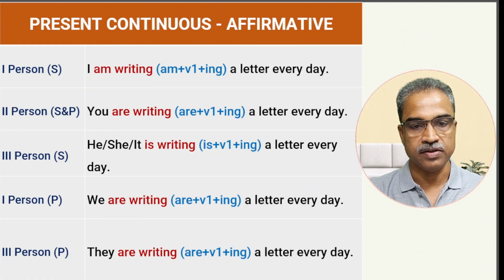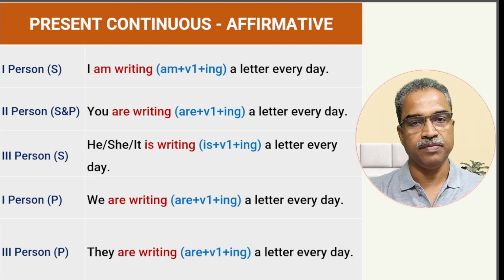And the second person, you, both singular and plural. In the present tense, we always use the auxiliary verb be in its are form. So it is always you are. You are writing, write plus ing. So are plus V1 plus ing. You are writing a letter every day.